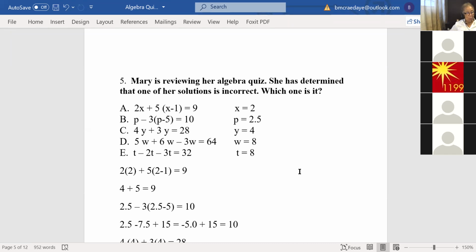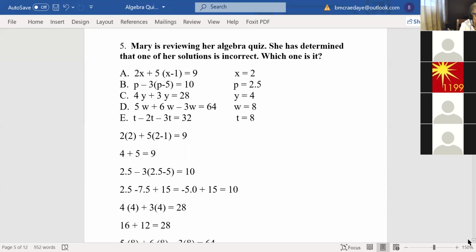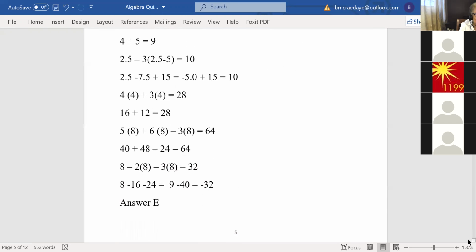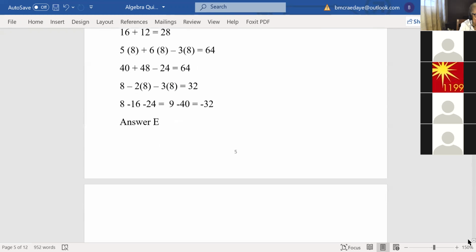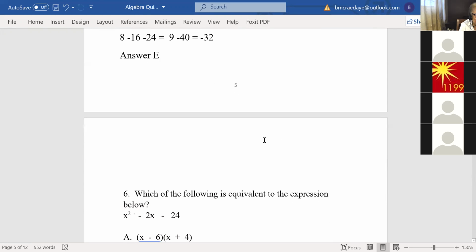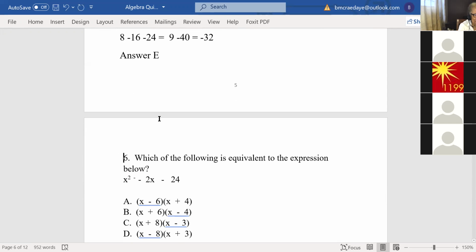Yes, you probably would have gotten it right too, Latoya. Yes, because we have done substitution with functions, but I gave it to you just as an equation. Just remember, math can come at you different ways. You've got to be able to adapt. Okay. Number 6 is a factoring one.